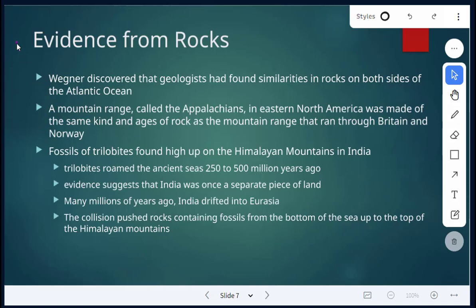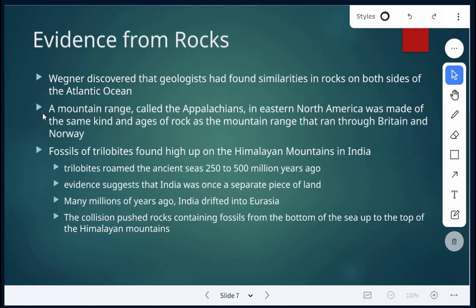More evidence. There's evidence from rocks. Wegener discovered that geologists had found similarities in rocks on both sides of the Atlantic Ocean. There's a mountain range called the Appalachians. It's in eastern North America. It was made of the same kind and ages of rock as the mountain range that ran through Britain and Norway.